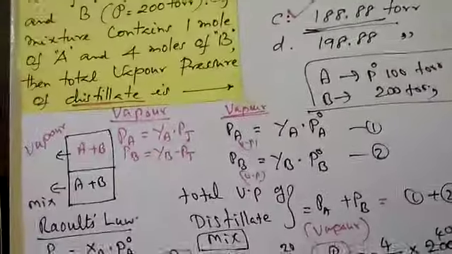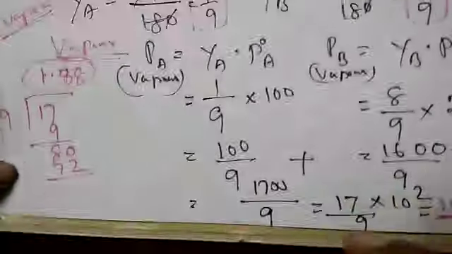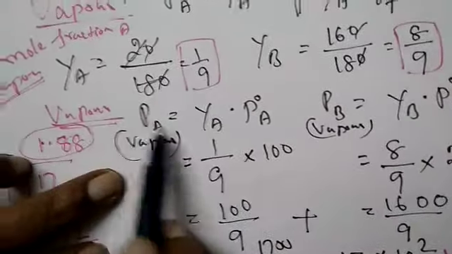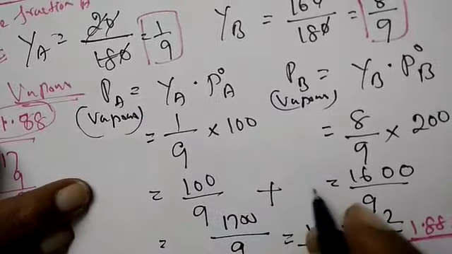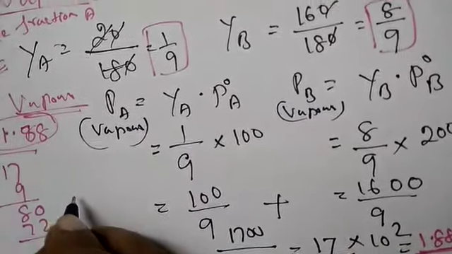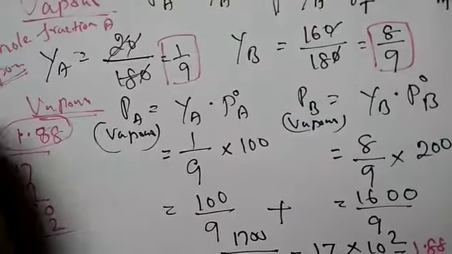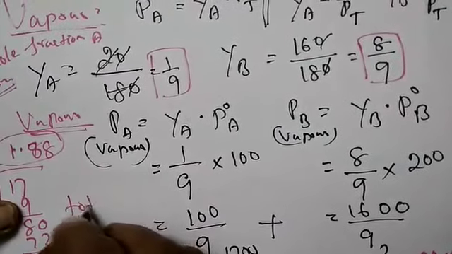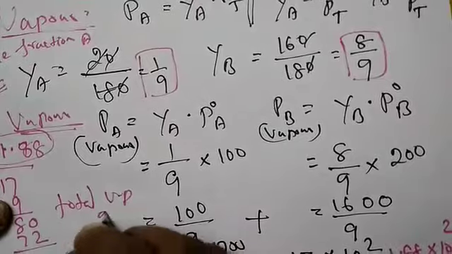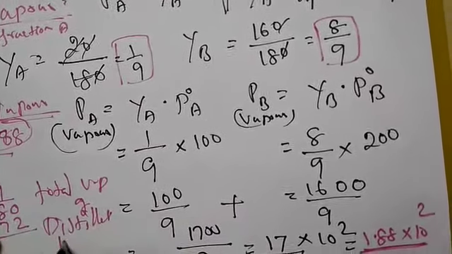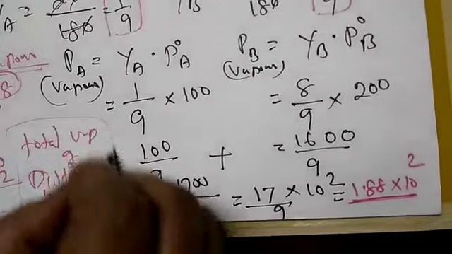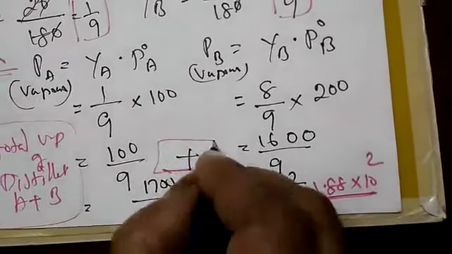Here again, this is PA in the vapor and PB in the vapor. Here I did addition because the question asks for the total vapor pressure. The total vapor pressure of distillate is the question, so the total vapor pressure of A and B is what we found.